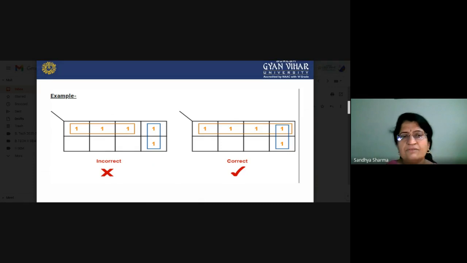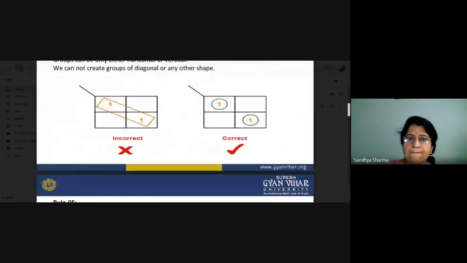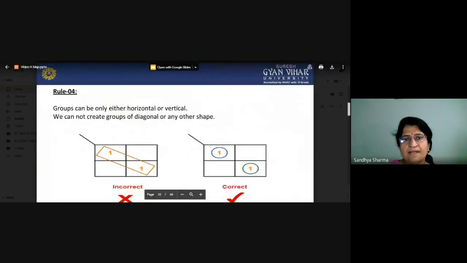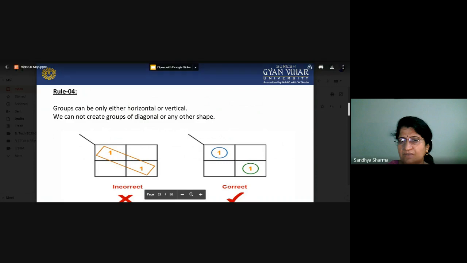Further on, we will see how to write the equation. First of all, we will learn how to make a group. So we can make this group. Again, rule 4: you can't take a diagonal. It is wrong. If you are given a diagonal, you can only represent 1 and 1 as independent cells. We cannot make any pair.